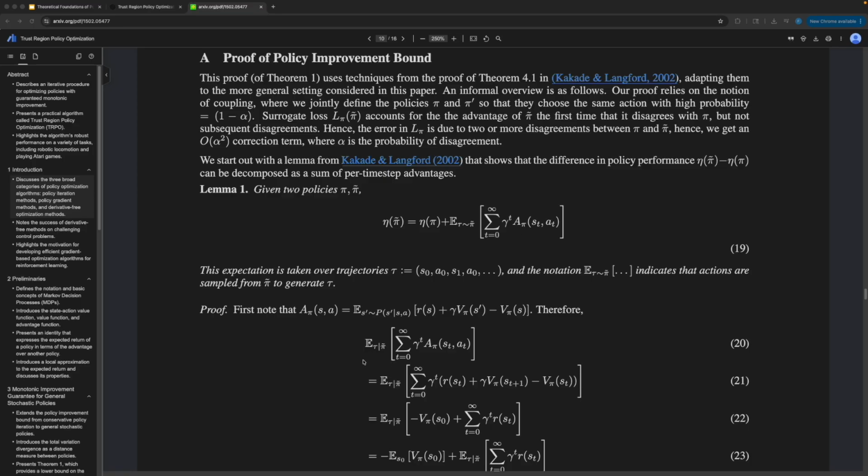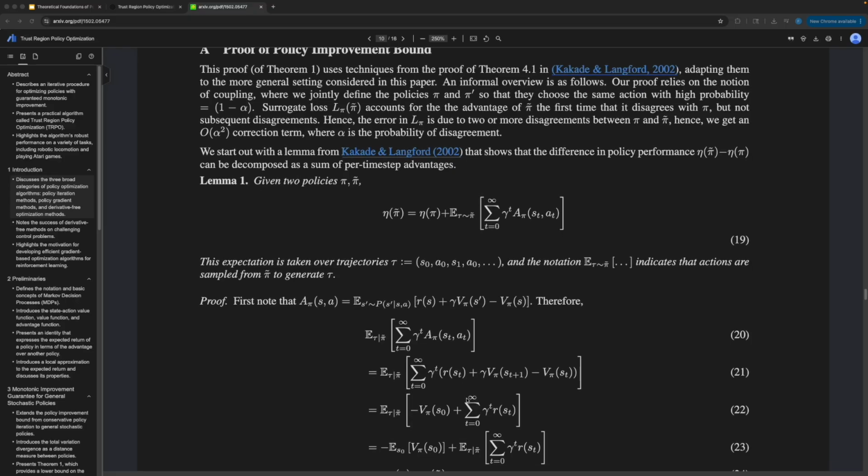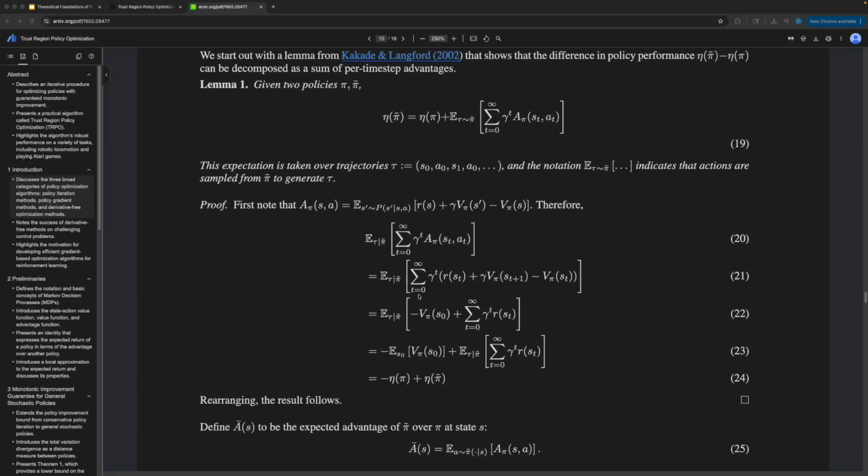If you look at this expectation, it is equal to the summation, where the trajectories are being sampled from pi tilde, summation from t equal to 0 to infinity, gamma to the power t times A pi of s_t, a_t. Now in expectation, using the Bellman equation, this can be written as the reward at s_t plus gamma times V pi of s_{t+1}, like the action value function, minus the value function V pi of s_t. So this becomes a telescoping sum.